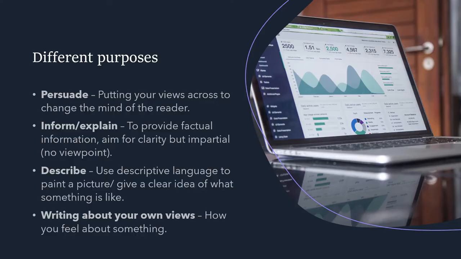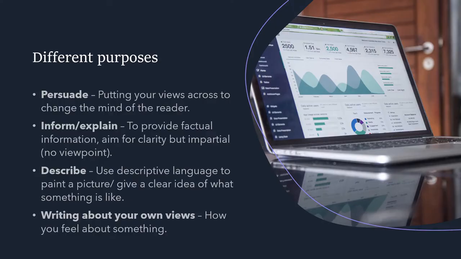So these are some of the different purposes you might have to write for. First of all, we've got persuade, which is when you put your views across to change the mind of the reader. I would say this one tends to be quite powerful in that you've got to change how someone is thinking. So you've got to really think about the pros and cons of things. It depends what you're trying to argue. Are you trying to argue that something is good or that something is bad? Really trying to get those details in there to get your point across is really important here.